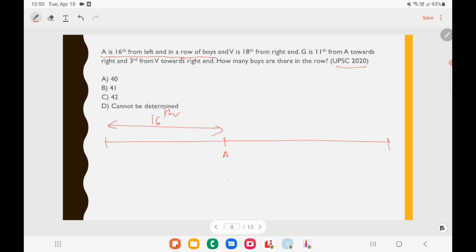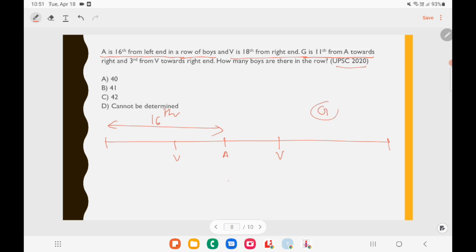Okay. And V is 18th from right end. So here V is from here, it is 18th. So V could be here or V could be here. So V could be on the right side of A or it could be on the left side of A. We don't know. So from the next statement, it is your task to find out where is the position of V. So next statement says that G is 11th from A towards right.